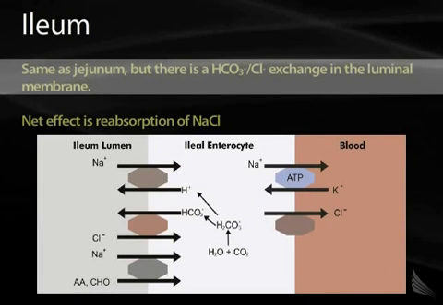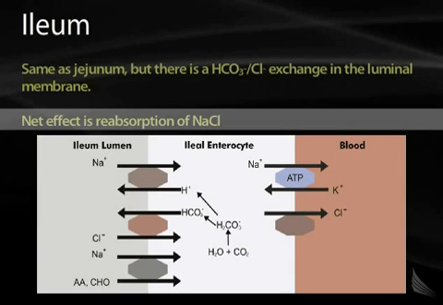In the ileum, this is the same as the jejunum, but in addition there is a bicarbonate chloride exchange that's present on the luminal membrane. This is shown on the left-hand side of the screen in the middle. The net effect is resorption of sodium chloride. Therefore, to contrast, in the jejunum, the net effect is absorption of bicarbonate, whereas in the ileum, the net effect is resorption of sodium chloride.